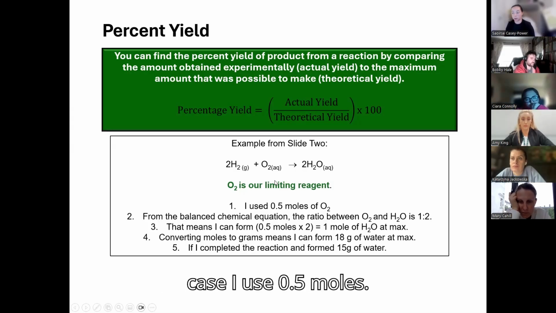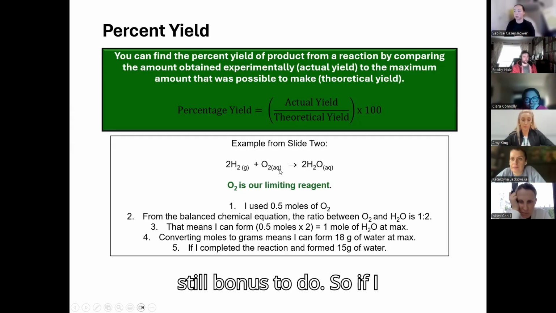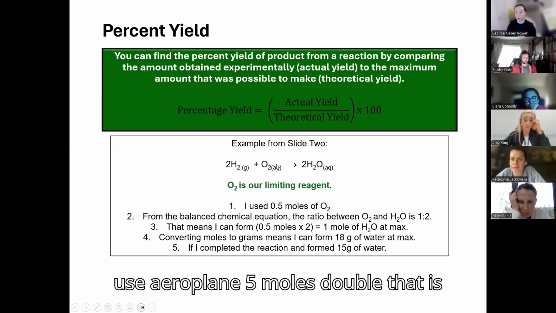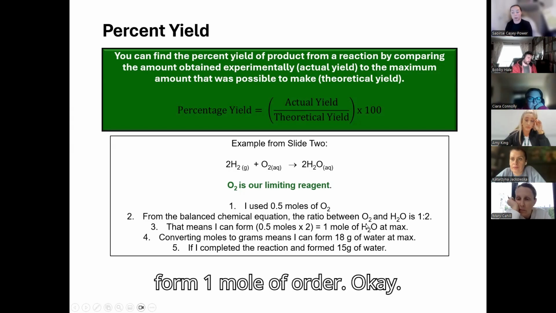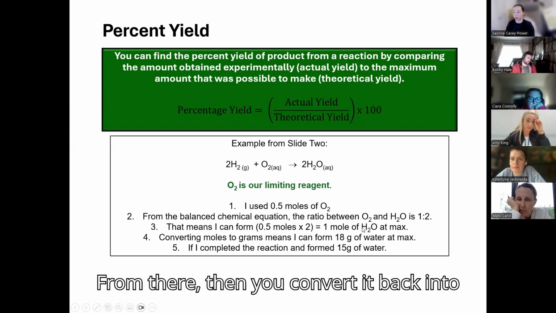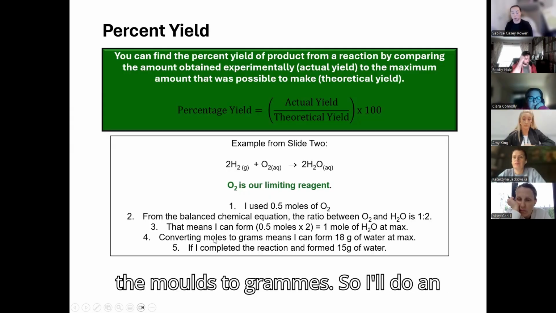In my case, I use 0.5 moles of oxygen. The ratio is still 1 to 2. So if I use 0.5 moles, double that is going to form for water. So I'll actually form 1 mole of water. From there, you convert the moles back into grams.